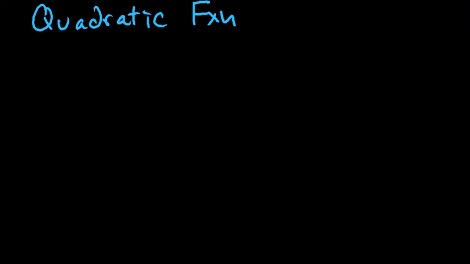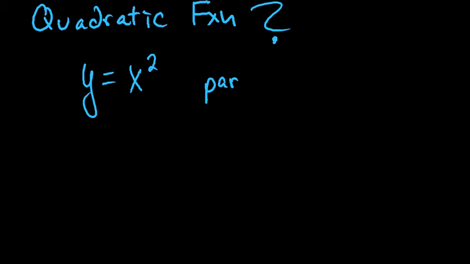In chapter 4, we started to talk about quadratic functions. And so we need to know fundamentally what a quadratic function is. So what is a quadratic function? Well, a quadratic function is something that has the root of an x squared. So y equals x squared, that is our parent function.